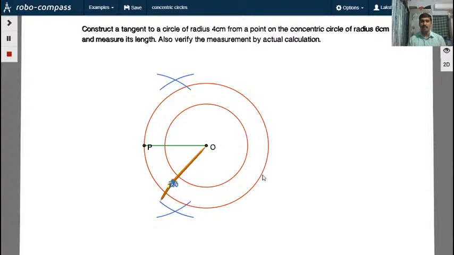Okay children? Now let us locate the points of intersection of these arcs and join these two points of intersection, and that will be the required perpendicular bisector. So join them by making use of the ruler.